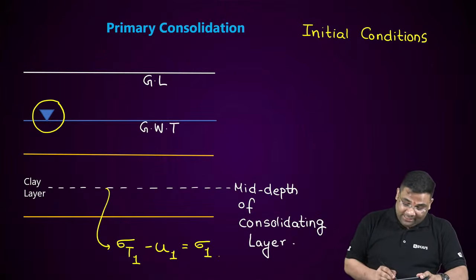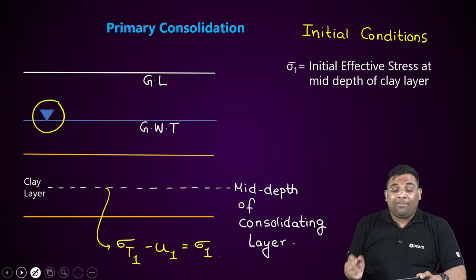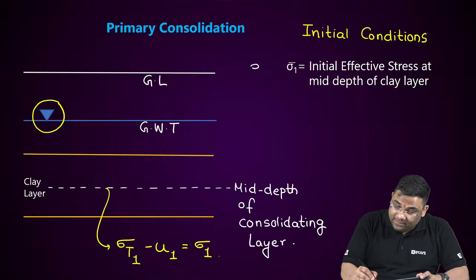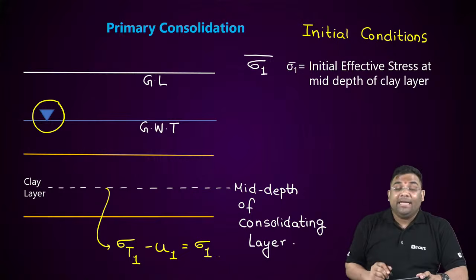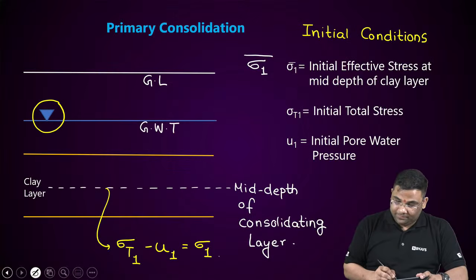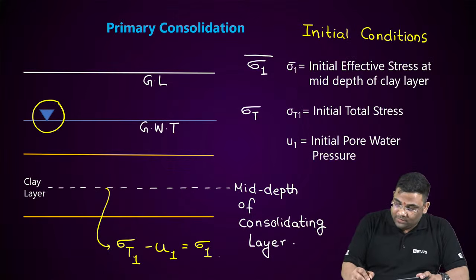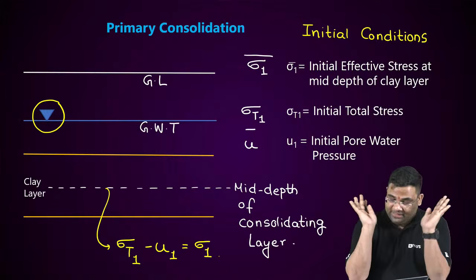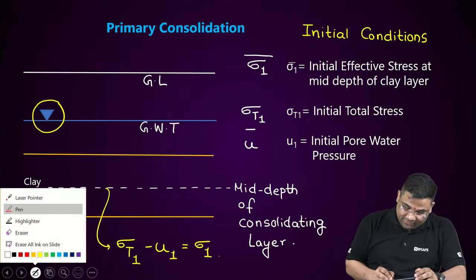So in the initial conditions, we'll have this initial effective stress, sigma 1 dash. This is what? Sigma 1 dash, the initial effective stress. And how do we get it? This I get from the total stress and the pore water pressure. Nice. So this is your initial effective stress. Understood?